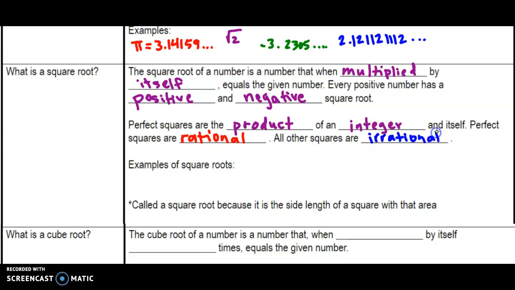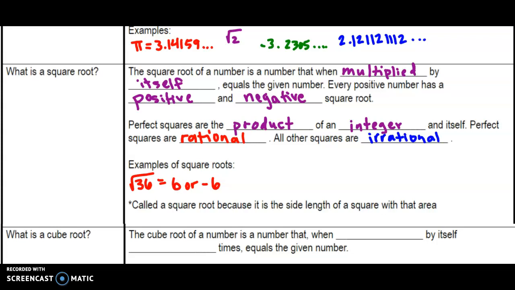Let me give you some examples. If we have the square root of 36, I want a number multiplied by itself that gives me 36, and that would be either 6 or -6, because 6 times 6 is 36, or -6 times -6 is 36. And because it's a perfect square, it has this perfect integer, 6 or -6, so it's considered rational.